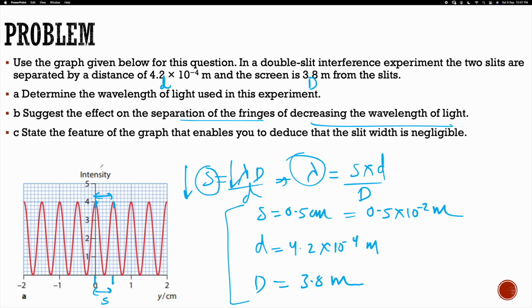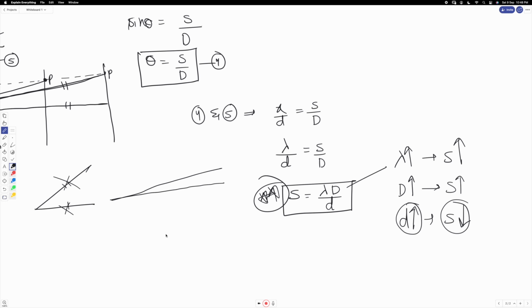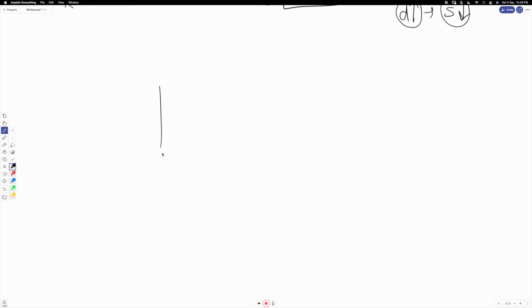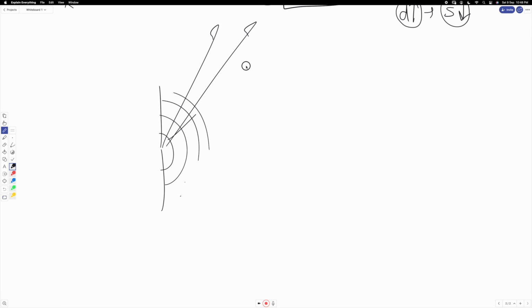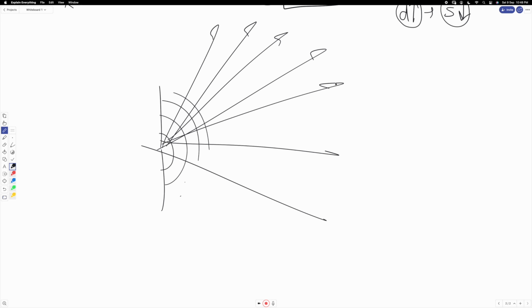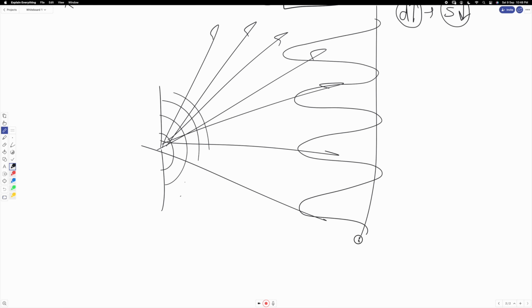Next question, state the feature of the graph that enables you to decide the slit width is negligible. Please note, what happens when the slit width is negligible? You're going to have a purer diffraction, right? When slit width is negligible, purer diffraction, due to which the rays go in every direction. That is why the wave reaches farther distance and makes the intensity approximately the same throughout.